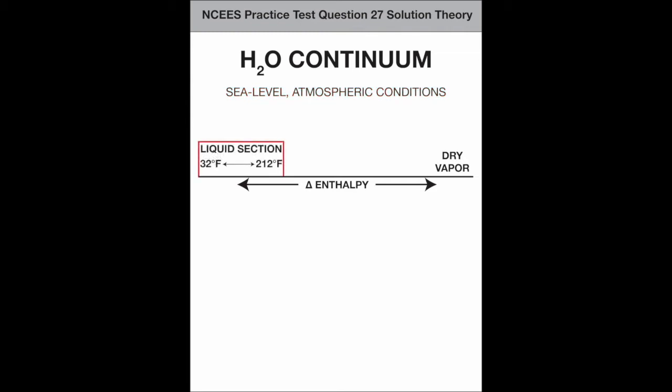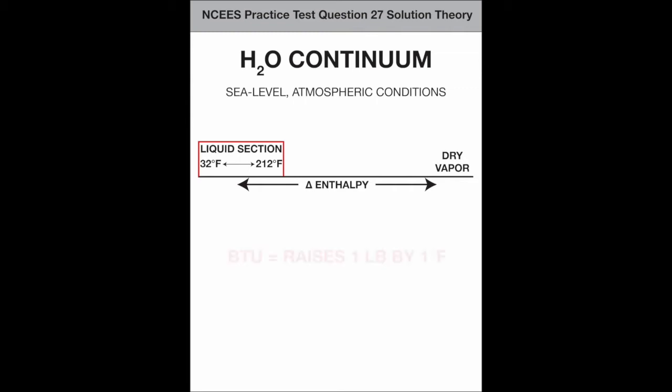A useful way to think about steam is a sort of H2O continuum. From liquid water at one extreme to invisible dry gas at the other extreme. Moving along this continuum represents one single consistent change, a change in enthalpy. Now, assume sea level atmospheric pressure conditions for all of what follows.